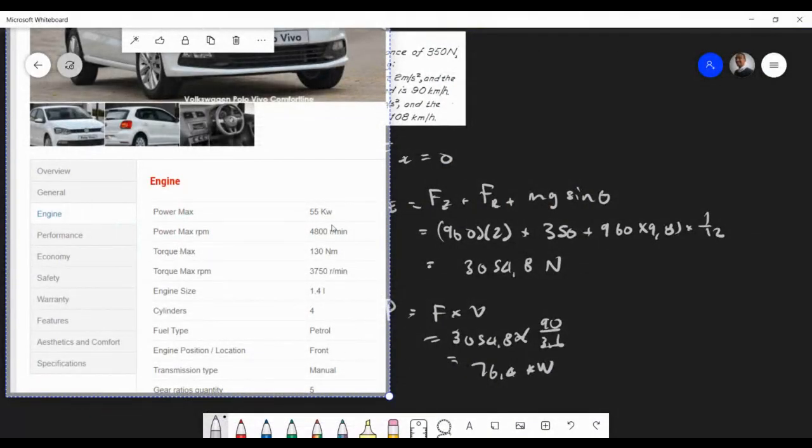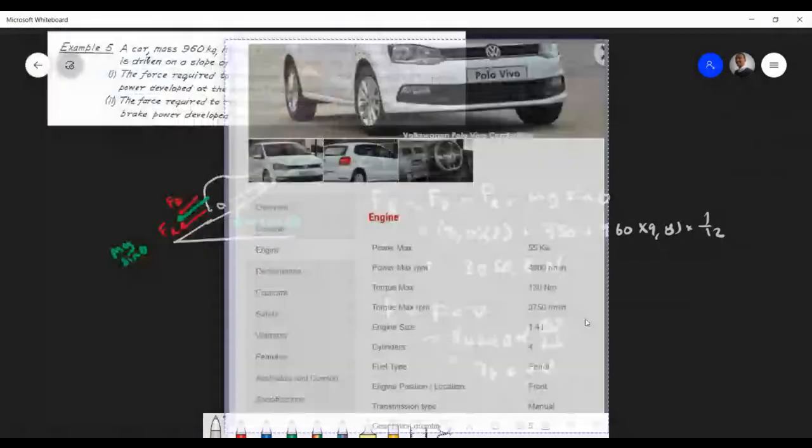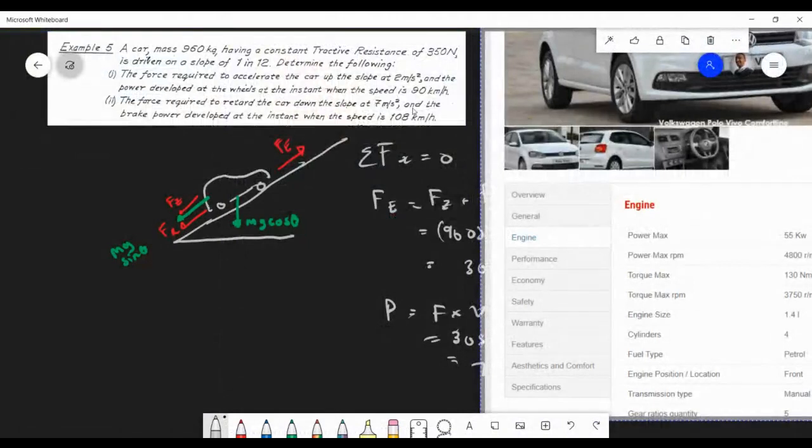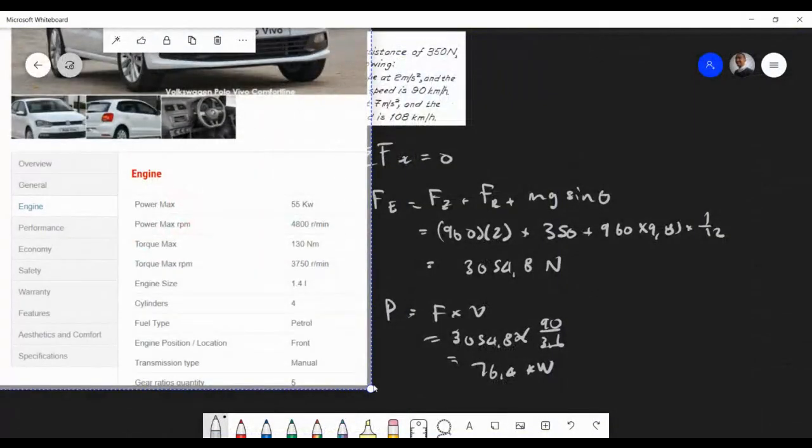What do you guys think? So it's rated at 50. Its maximum power is 55 kilowatts, and in our case, when the speed is at 90, we need around that much power. So arguably, I think that this car is unable to climb up that slope, because we get the max power, so we needed that amount of power. So this example doesn't seem quite right.